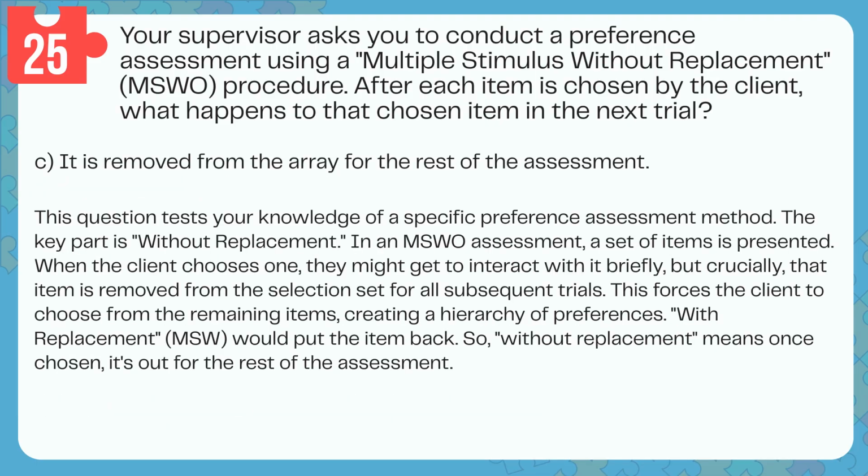Answer: C. It is removed from the array for the rest of the assessment. This question tests your knowledge of a specific preference assessment method. The key part is without replacement. In an MSWO assessment, a set of items is presented. When the client chooses one, they might get to interact with it briefly, but crucially, that item is removed from the selection set for all subsequent trials. This forces the client to choose from the remaining items, creating a hierarchy of preferences. With replacement, MSW would put the item back. So, without replacement means once chosen, it's out for the rest of the assessment.